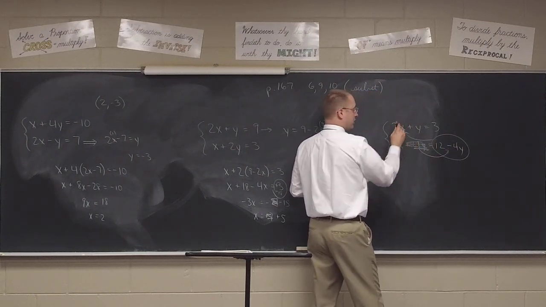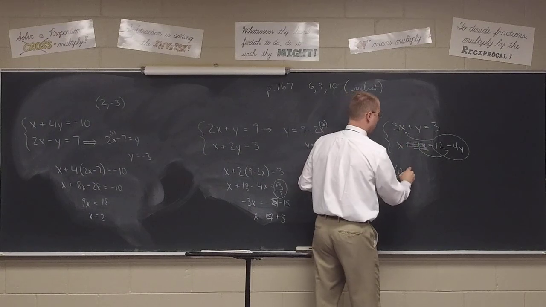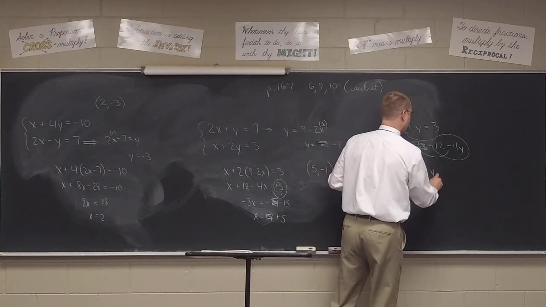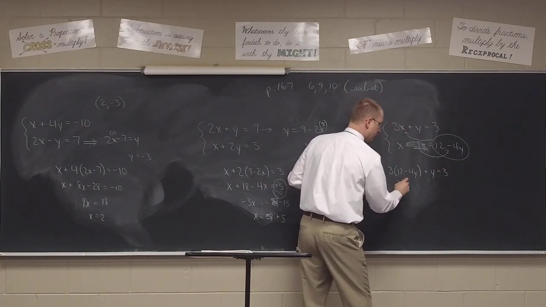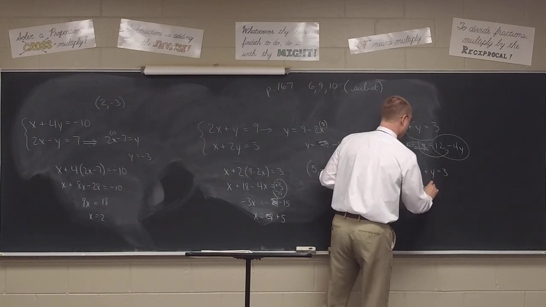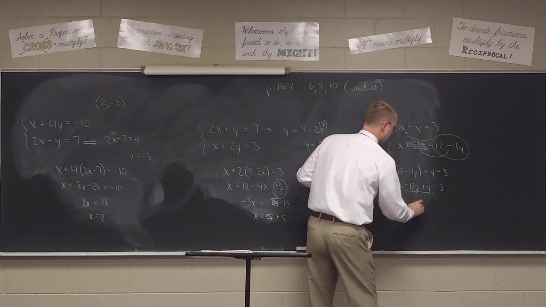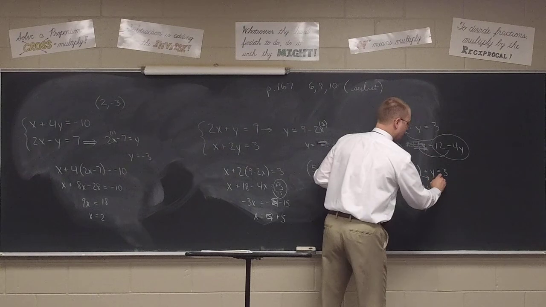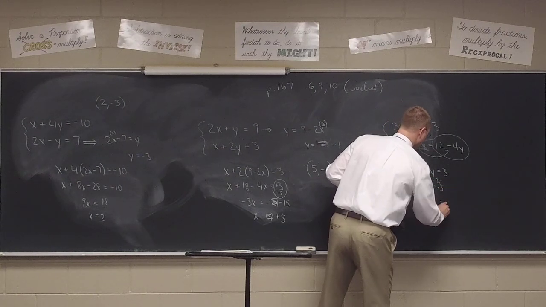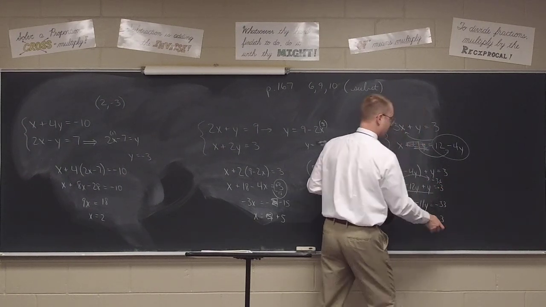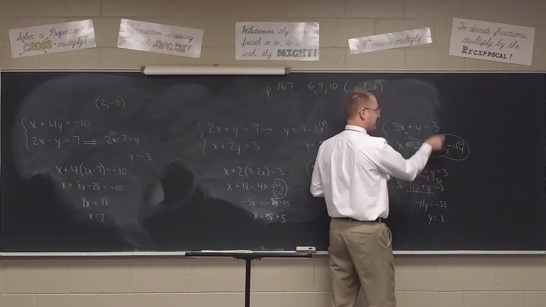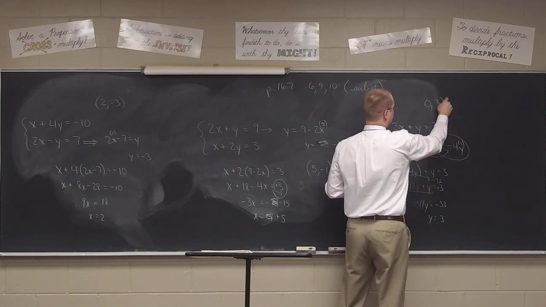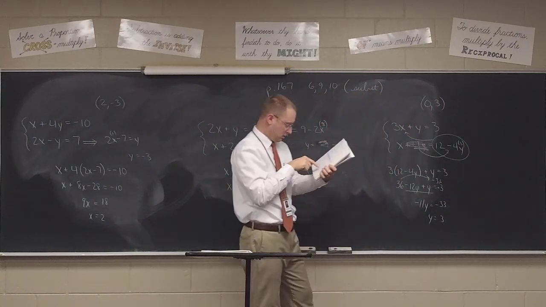You plug that in for this to get 3 times 12 -4y, positive y equals 3, of course distributed 36 -12y, positive y equals 3, combine to get a -11y, bring the 36 over as a negative to get -33, got y equals positive 3, and you plug that in, you get x is 0. So 0, 3. Your answer, yes.